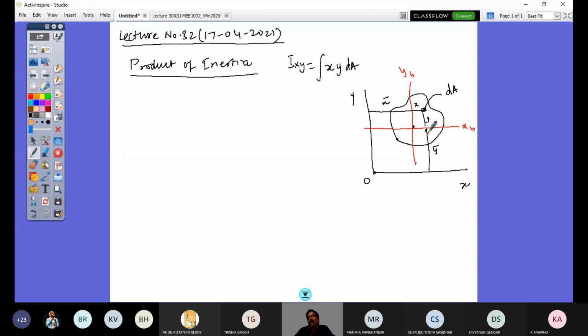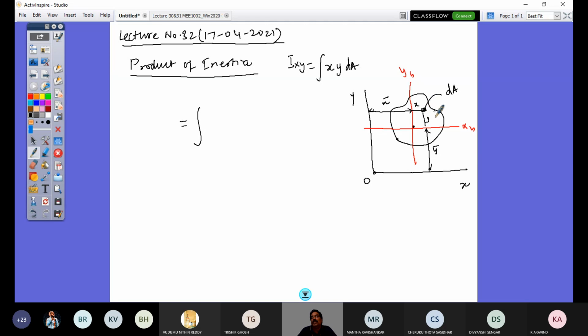These distances, right? So this is how we just consider a generic case of a section, and we were able to prove the parallel axis theorem. So now let us go for the product of inertia definition. So now this Ixy, this xy refers to the X and Y axes. So how do I get that integral?